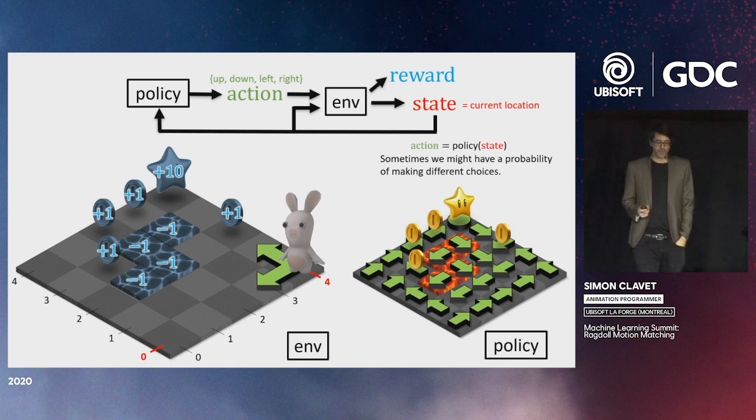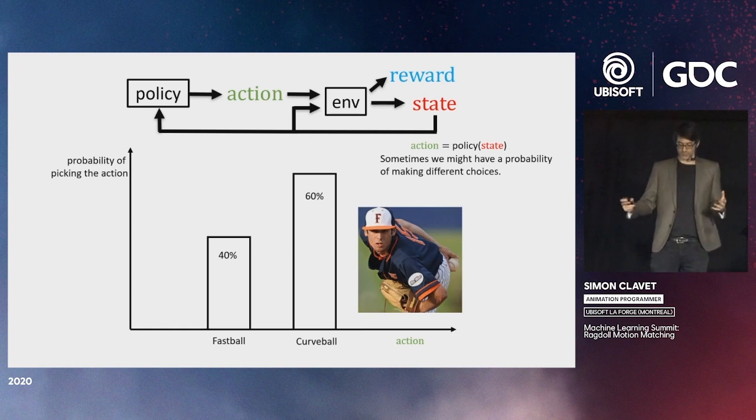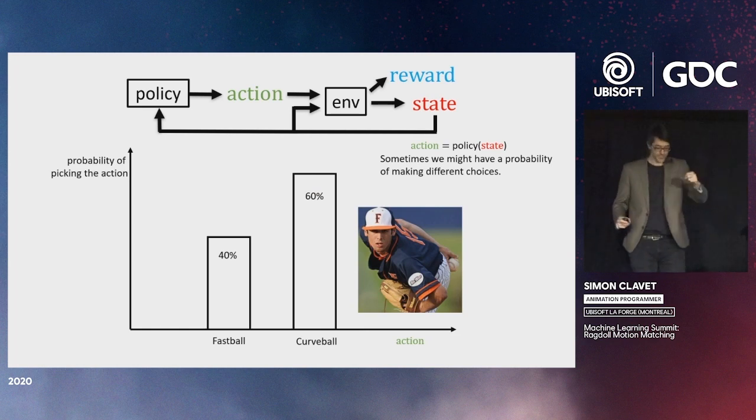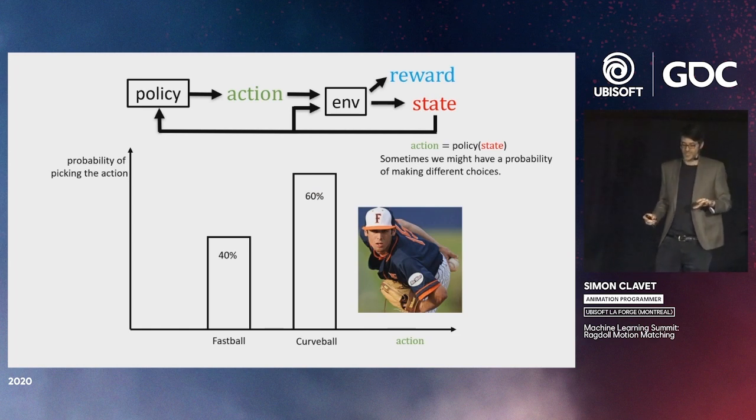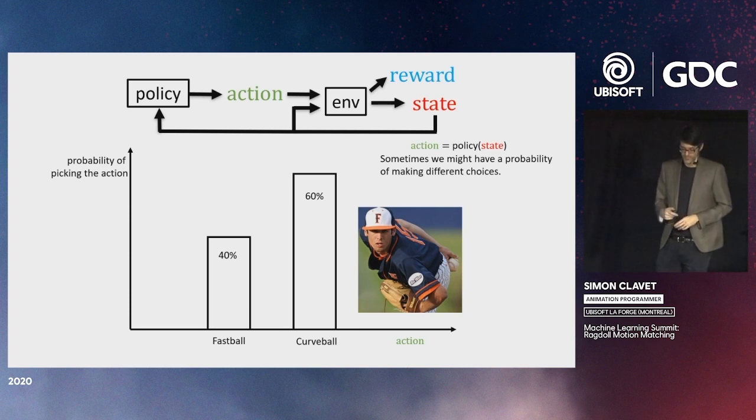So now the policy can be a little bit random, like stochastic. Sometimes we might have a probability of making different choices. For example, for a baseball pitcher, there's a couple of different throws you can do, with different probabilities. So that's a stochastic policy. So you can do different choices.